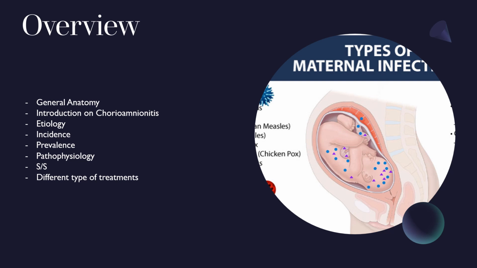Following that is the etiology of chorioamnionitis, or some common causes for the condition, then incidence and prevalence, and the pathophysiology of the condition, so basically the changes that the body is undergoing while the condition is present. Then some signs and symptoms to look out for so that you know if you have it or don't, and then the different types of treatments, whether medical or surgical, that exist in order to treat the condition.